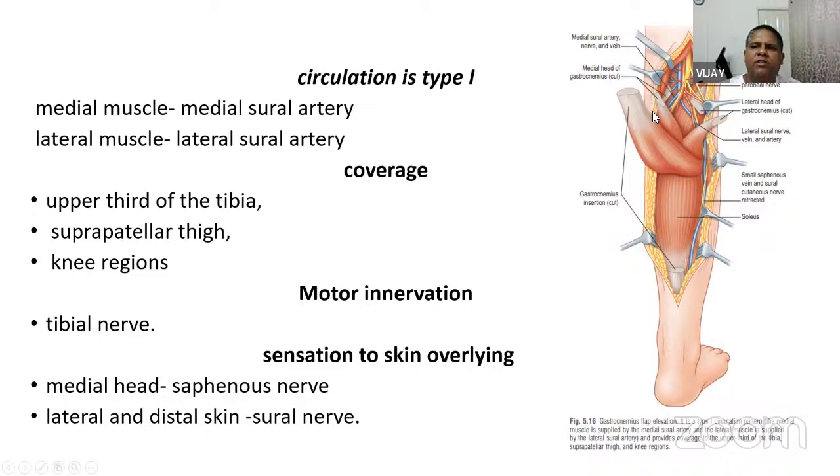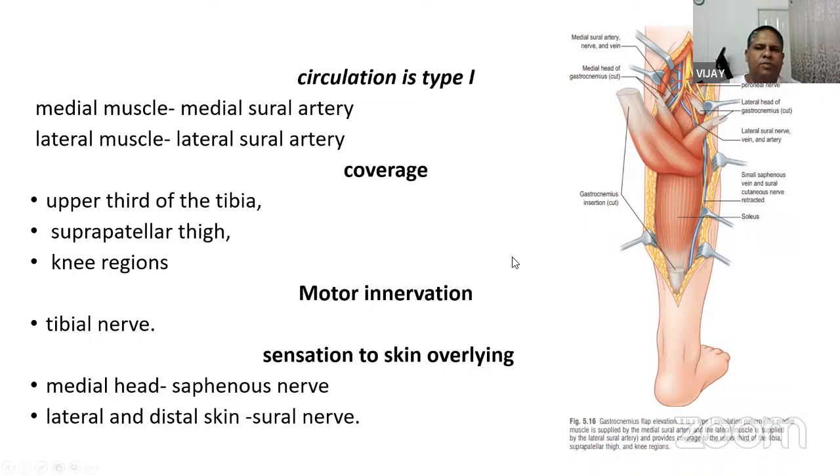So, it is a type 1 circulation flap. The medial muscle is supplied with the medial sural artery. The lateral muscle is supplied with the lateral sural artery. It usually covers the upper 1/3 of the tibia, suprapatellar region of the thigh, and the knee region. It doesn't cover the middle 1/3 of the leg. So, that is the limitation of the gastrocnemius flap.